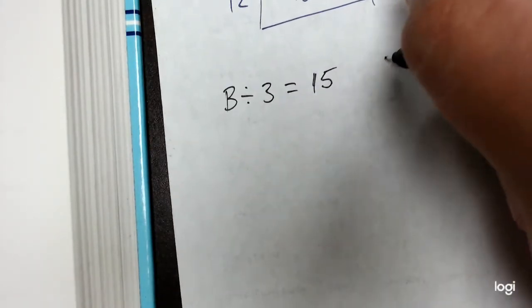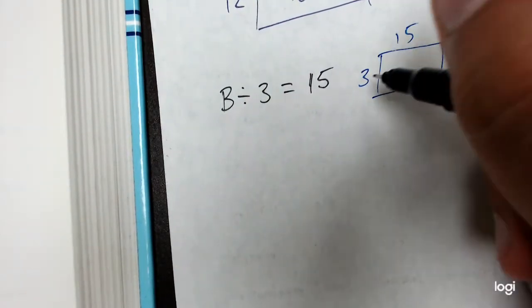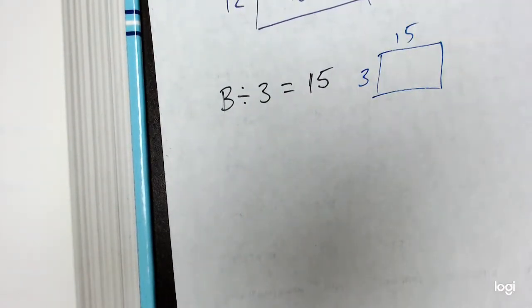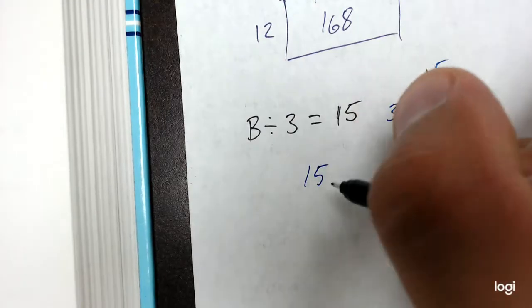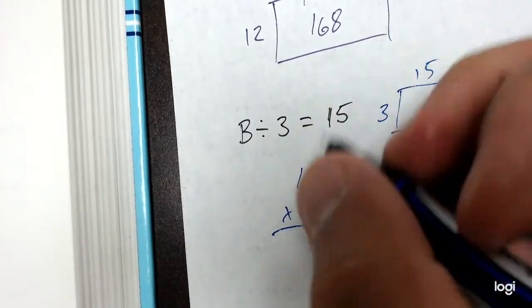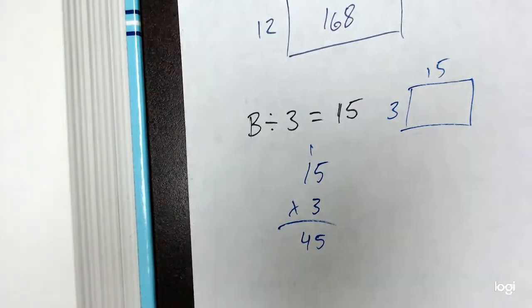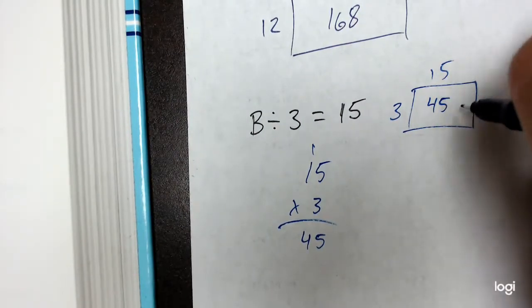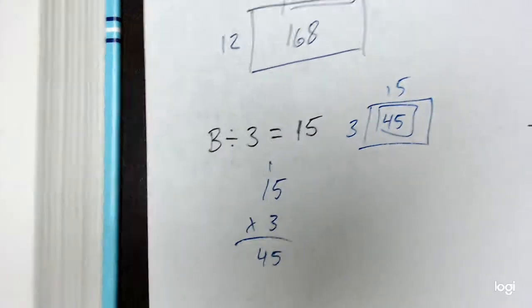If I were to draw this out, and I see 3 and 15, and I'm looking for the area, it's very simple. All I have to do is multiply, and I can get the right answer. All right, so that's why it's such a great way to visualize it that way. So if I take 15 times 3, 3 times 5 is 15, 3 times 1 is 3, plus the 1 is 45. So the answer is 45. B is equal to 45. All right, so that one's pretty simple. Let's look at the next one.